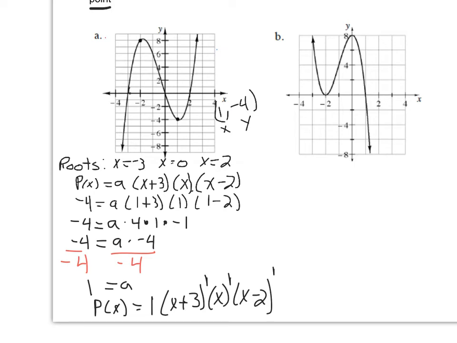My graph passes through my roots, and therefore each root has to have a degree of 1. What I'd like you to do is pause this and come up with the equation for part B.